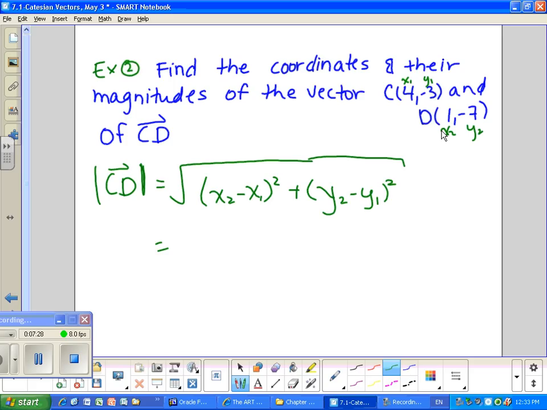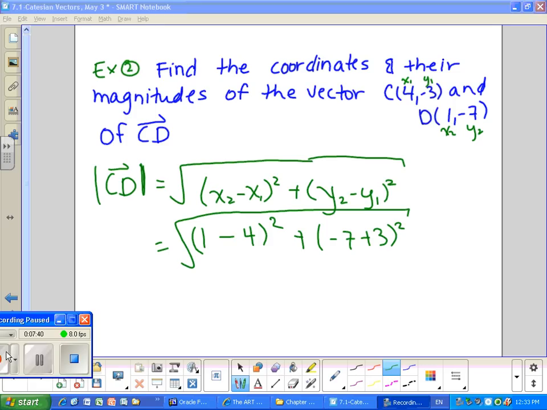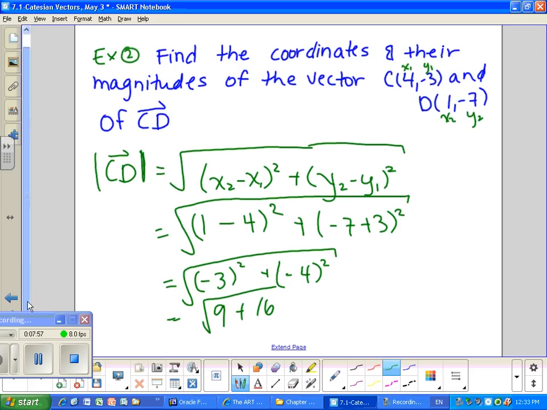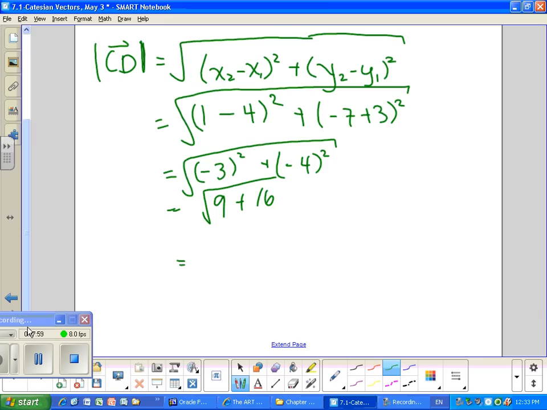So we're doing 1 minus 4 squared plus -7 plus 3. Why is it plus 3? We have -3 squared plus -4 squared. So we have 9 plus 16. What's the answer? 25. So the answer is 5.